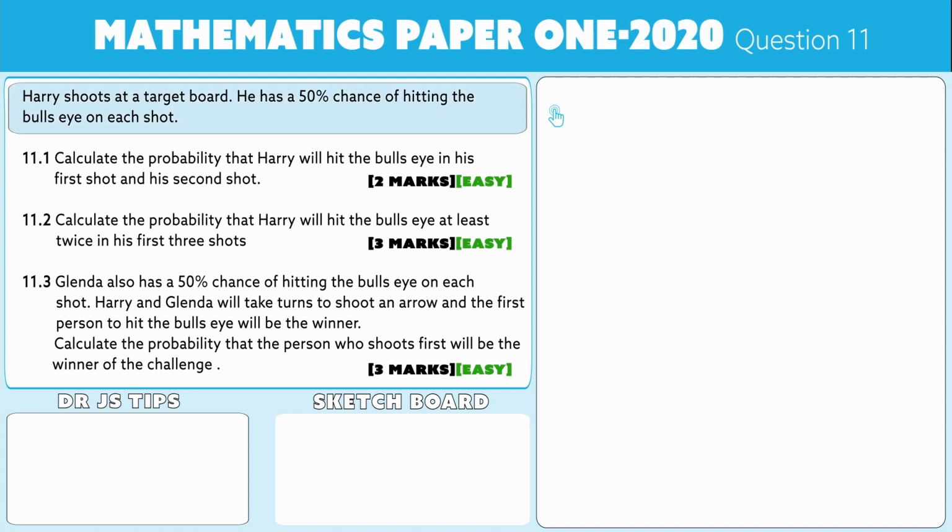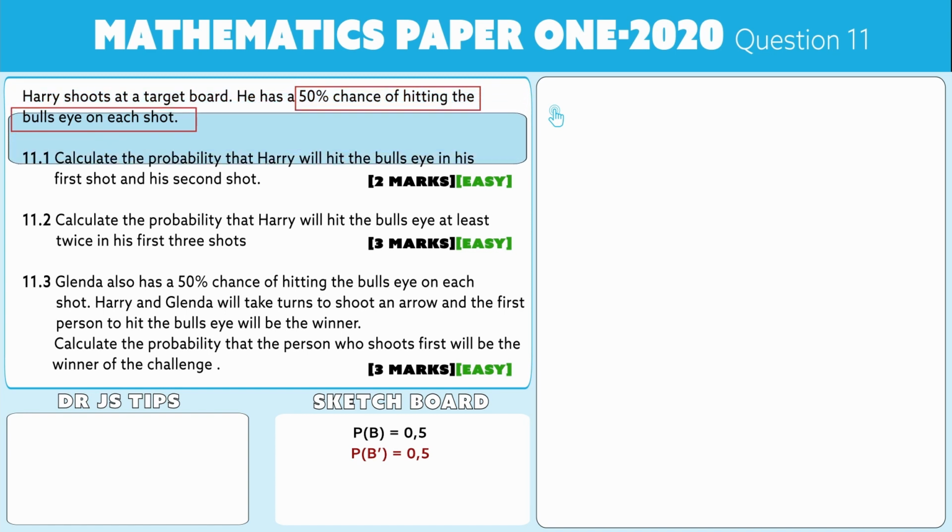They say that Harry shoots arrows at a target. He has a 50% chance of hitting the bull's eye on each shot. Okay, so let's make a note of that. The probability that he hits a bullseye is 0.5. So that means the probability that he misses the bullseye is also 0.5. Now, folks, note here on your sketchboard that the probability of hitting is 0.5 and the complement of hitting, not hitting the bullseye, is also 0.5.